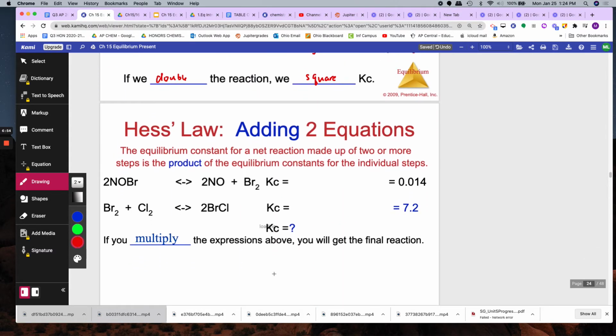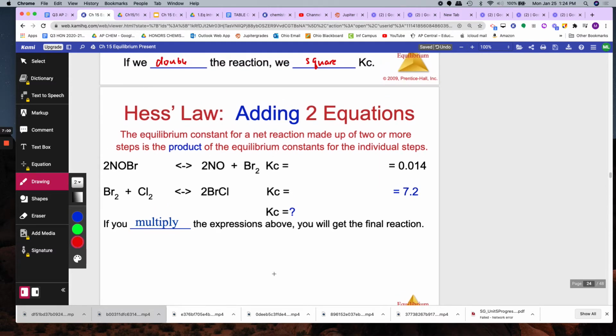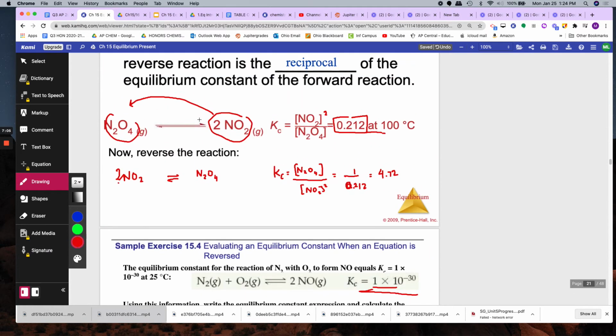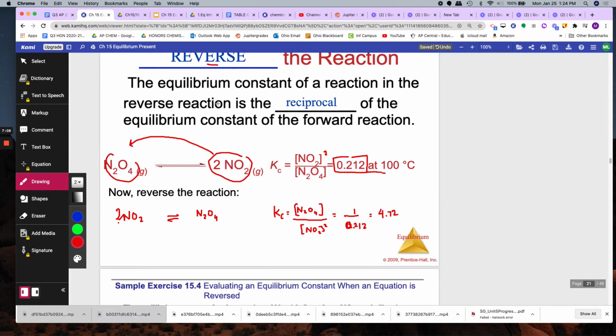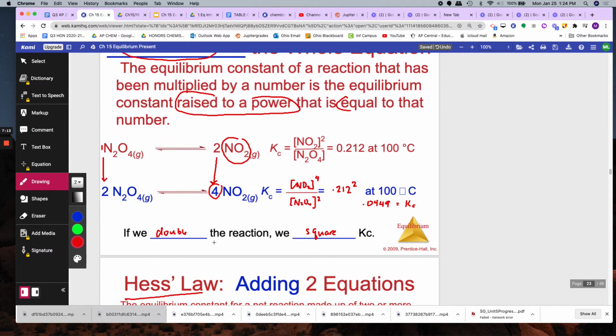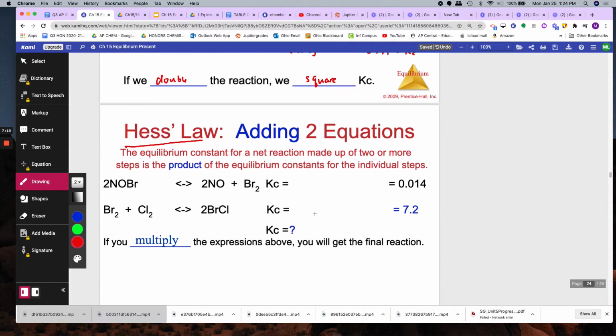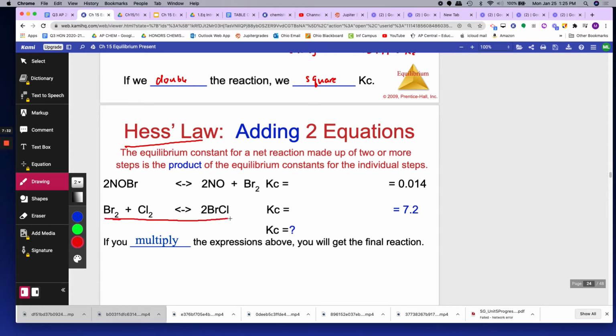Okay, so let's go ahead and look at Hess's law. What we've done in the past is, first we took the reverse, then we multiplied it by a certain factor, we doubled the whole reaction. For this one, we're going to add 2 equations. Let's see what happens to Kc. Okay, so you might wonder, when would I have to add the equations? You have to add the equations if a reaction happens in 2 steps and you can't get the energy or the Kc of the overall reaction. So you have to do one at a time.